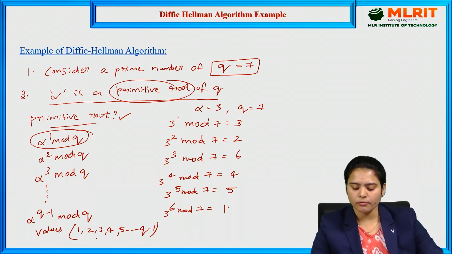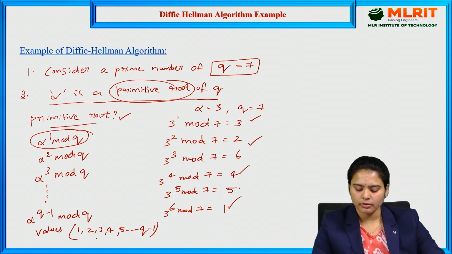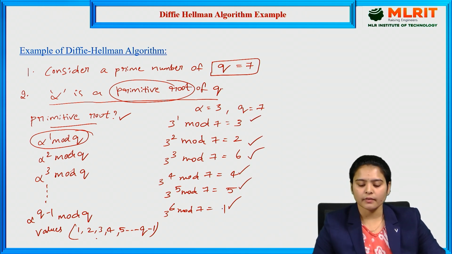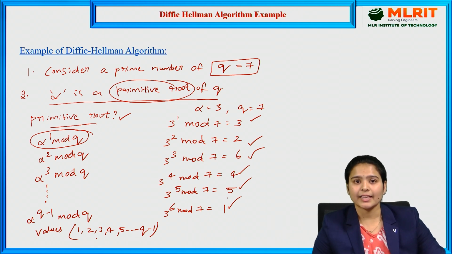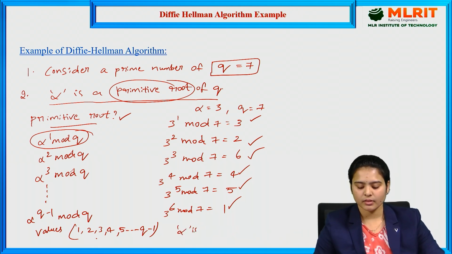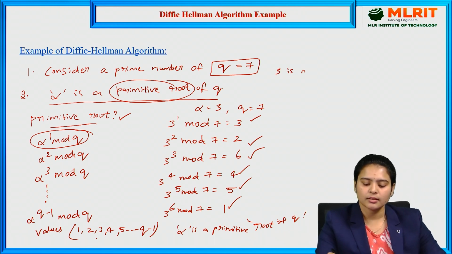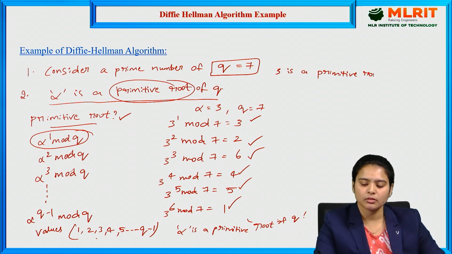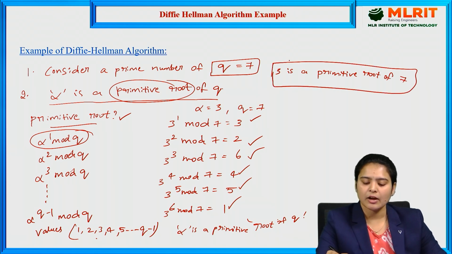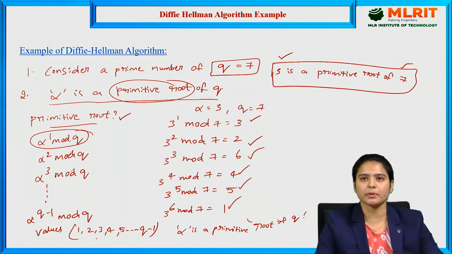So we got the values 1, 2, 3, 4, 5 and 6. We got each and every value from 1 to 6. Like that we need to see that alpha is a primitive root of Q. So we have proven that alpha is a primitive root of Q. It is nothing but 3 is a primitive root of 7. We have found the primitive root of 7.